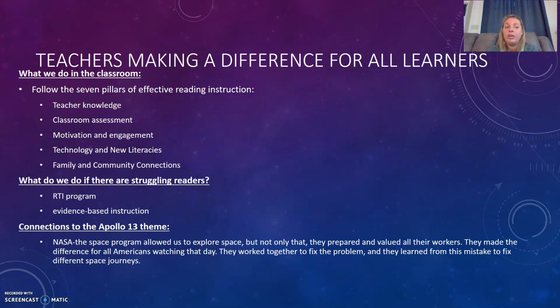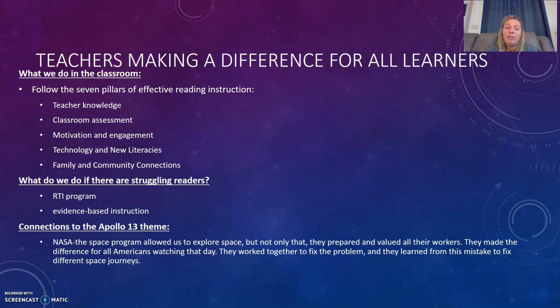The next key component would be teachers making a difference for all learners, not just some. What we do in the classroom for our tier one instruction, I said follow the 7 pillars of effective reading instruction. I pulled out five pillars that I thought would be good for tier one instruction and two for tier two or tier three instruction. Teacher knowledge. We have to be knowledgeable in the content that we are teaching. If a teacher is not prepared or doesn't understand what they are teaching, how are we supposed to expect the students to learn? Classroom assessment and using those daily observations, weekly assessments to understand and to get data on what students are learning.